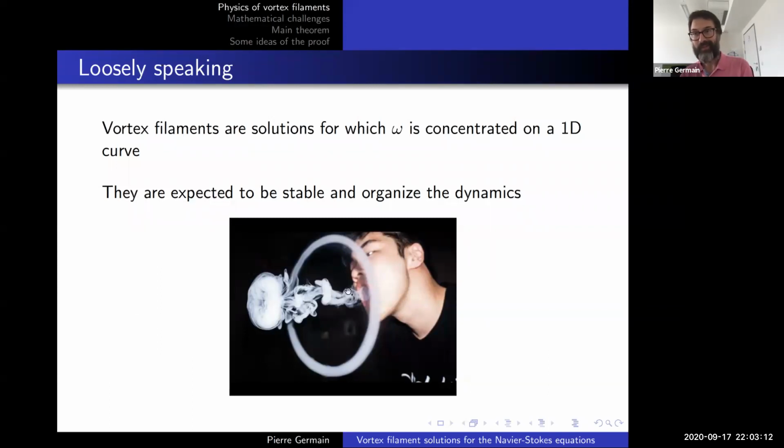So I put a nice picture of somebody vaping, and you see this circle is usually modeled as a vortex filament. So I guess we see from there that vortex filaments are stable structures, otherwise they could not be observed.